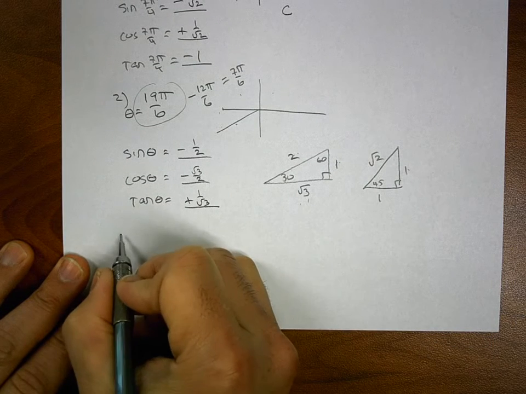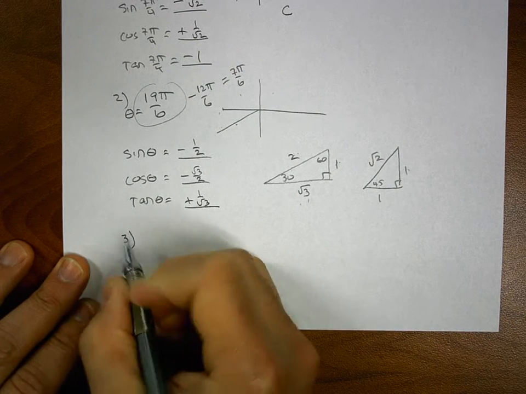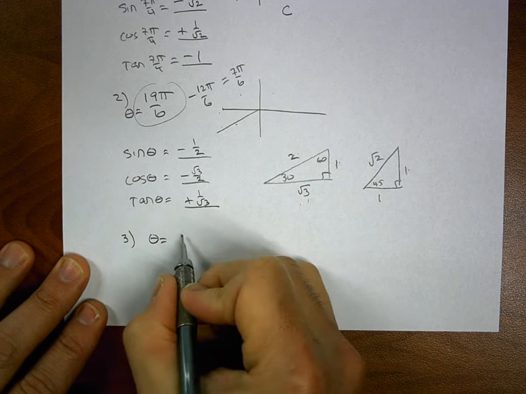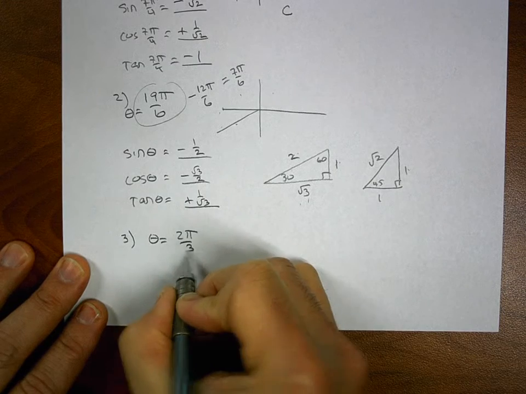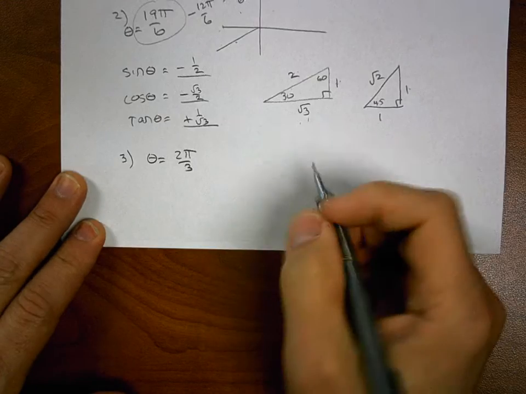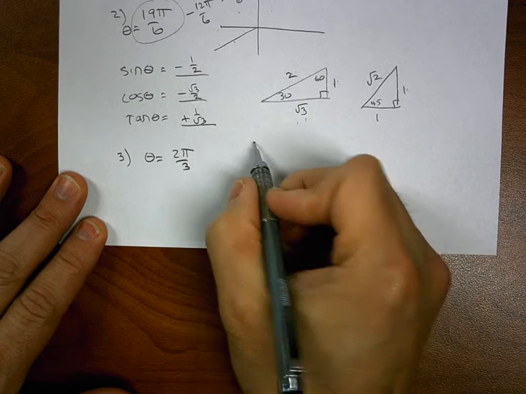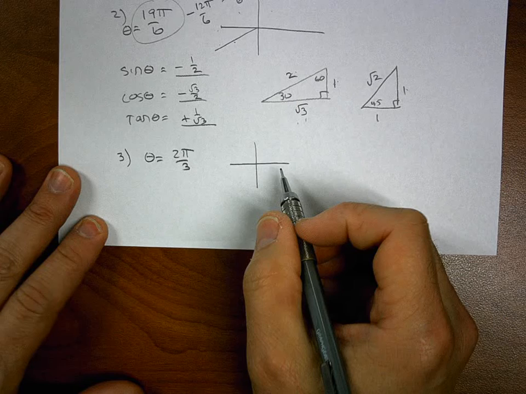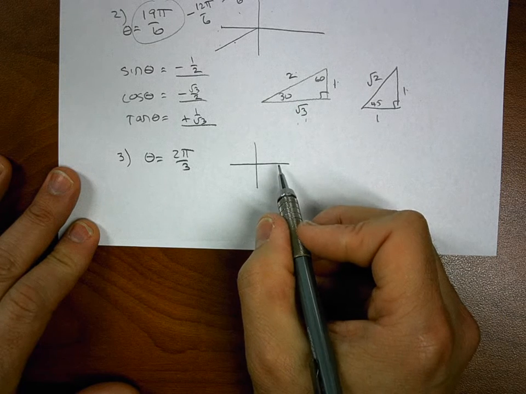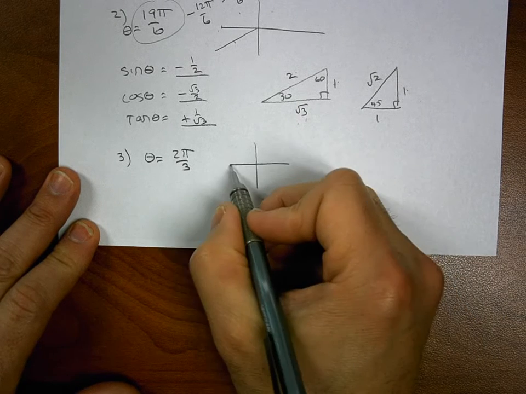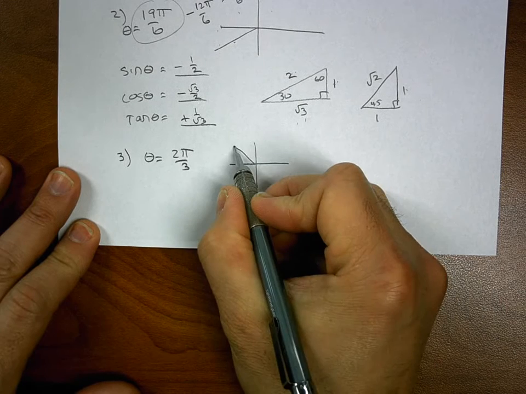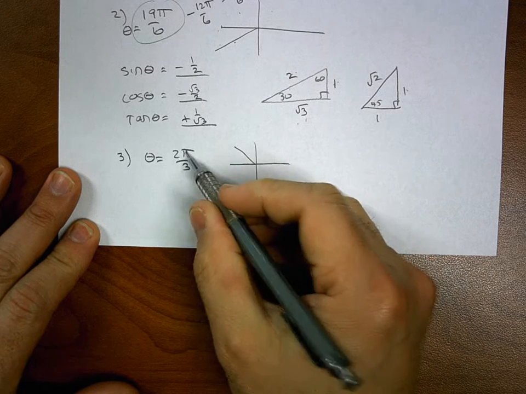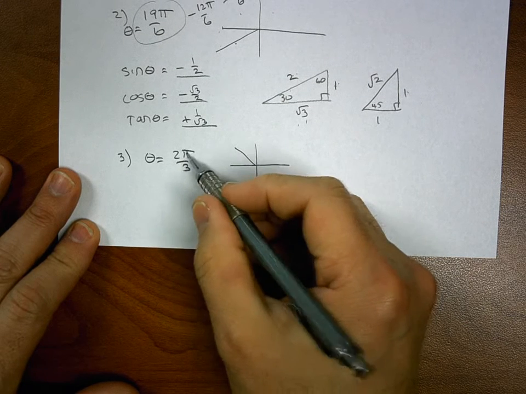A couple more here. Number 3. Theta is equal to 2 pi over 3. Hopefully this is getting kind of easy. So the angle is 2 pi over 3. What quadrant is 2 pi over 3 in? Second, because 3 pi over 3 is pi, so this is 2 pi over 3. What is our reference angle? 60 degrees, pi over 3. That's 180 divided by 3, which is 60.